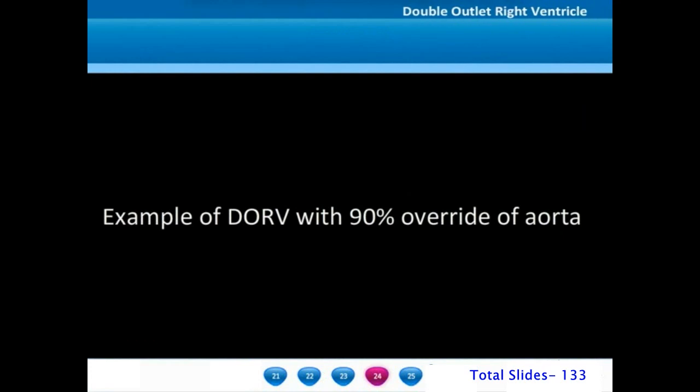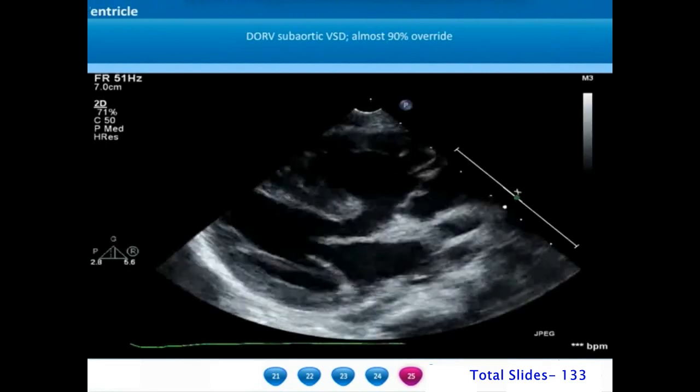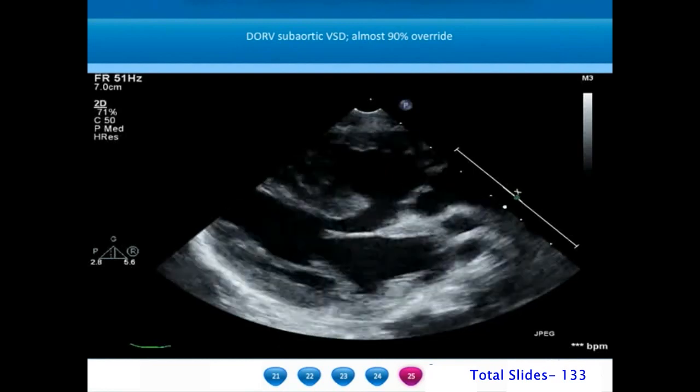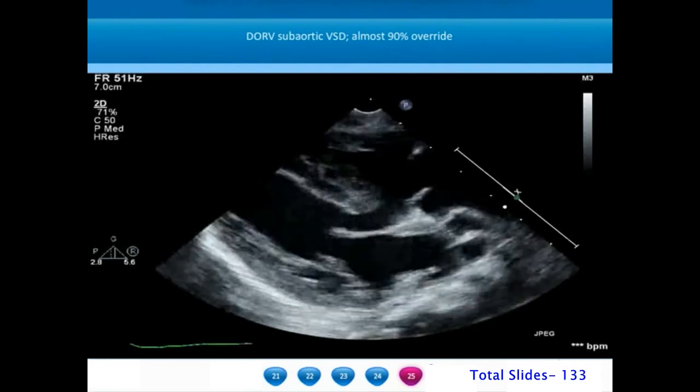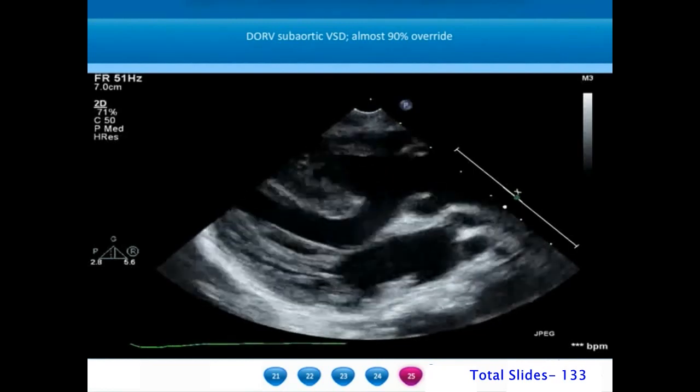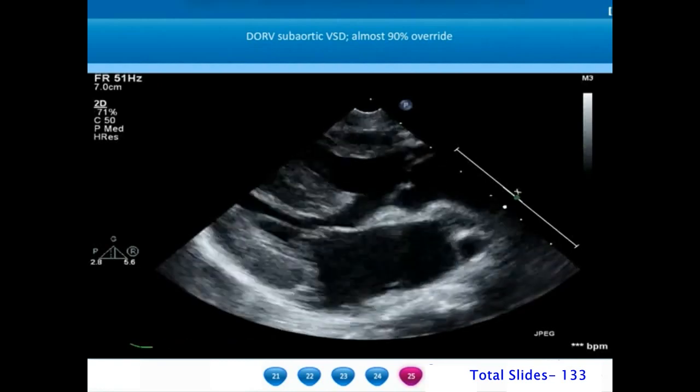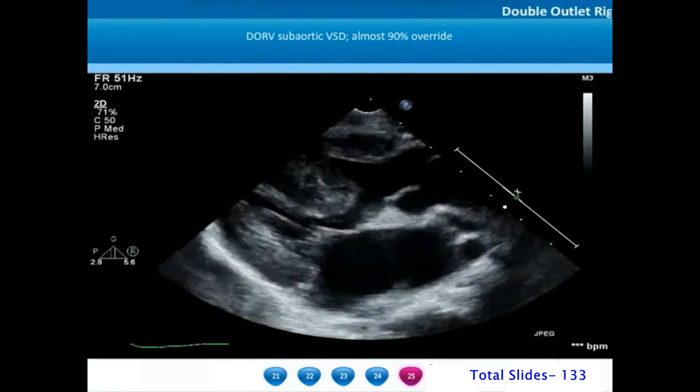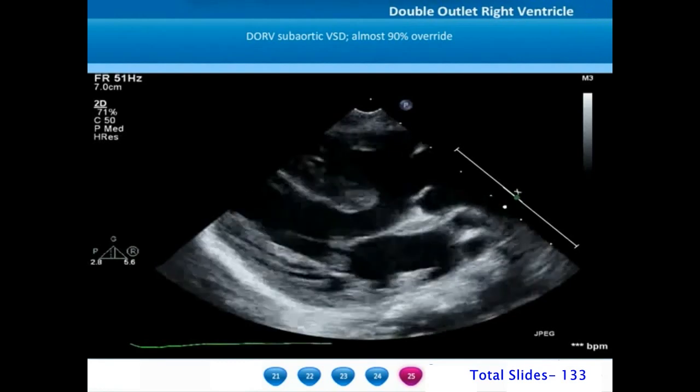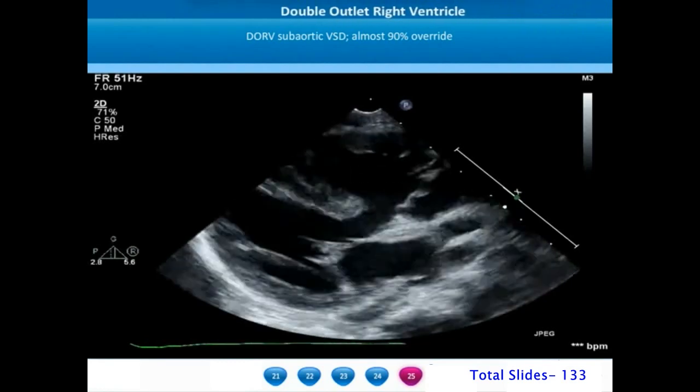We will demonstrate another double outlet right ventricle where there is almost 90% of override of the aorta. On this parasternal long axis view, we can appreciate that the aorta is almost 90% committed towards the right ventricle. There is a thick subaortic conus shown as aortomitral fibrous discontinuity.